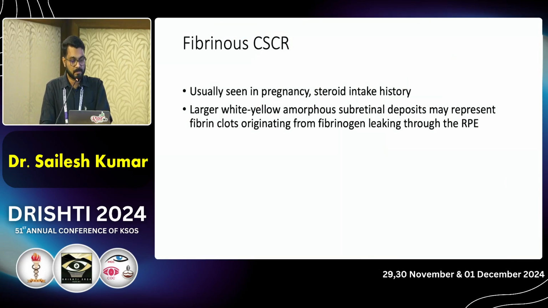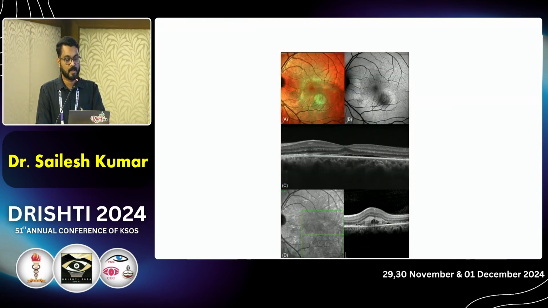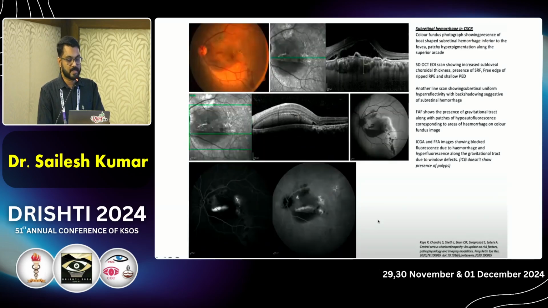these subretinal deposits may represent fibrin clots originating from fibrinogen leaking through the RPE. This is another picture of fibrin CSCR in which you can see this hyperreflectivity inside the subretinal fluid.